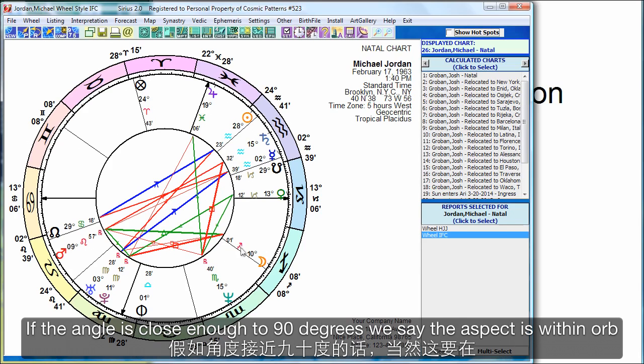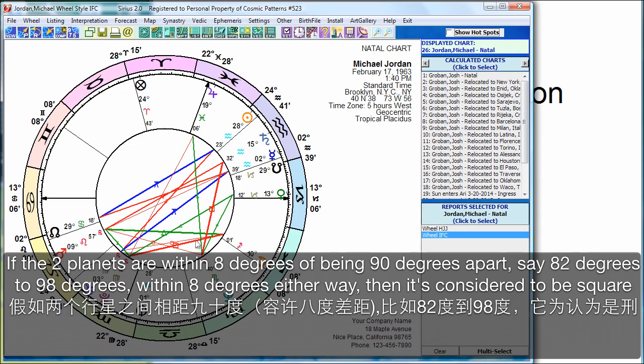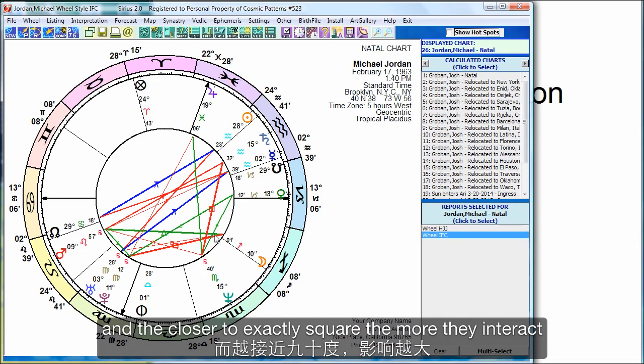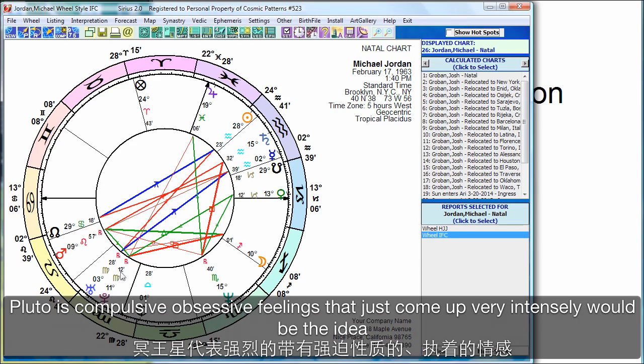So if you're close enough, we call that the orb. Most people use maybe a 7 degree or 8 degree orb. If the two planets are within, say, 8 degrees of being 90 degrees apart, say 82 degrees to 98 degrees, within 8 degrees either way, it's considered to be square, and the closer to exactly square, the more they interact. So moon is family, feelings, memory, sentimentality. Pluto is compulsive, obsessive, meaning he has obsessive feelings that just come up very intensely, would be the idea.